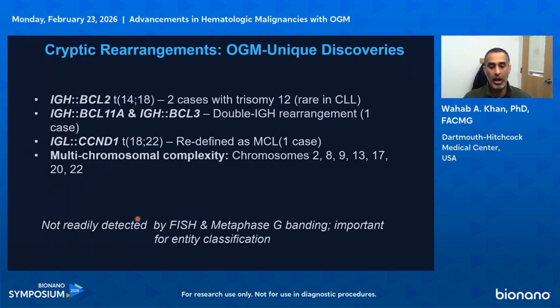And all these are not going to be detected by FISH. Some folks may have an IGH broader panel or reflexive panel, but by nature of the fact that it won't be in the upfront panel. And then metaphase G banding will not give you the gene level information, so you need to follow that up. Lots of these are cryptic in nature, so important for entity reclassification, as was the case here.